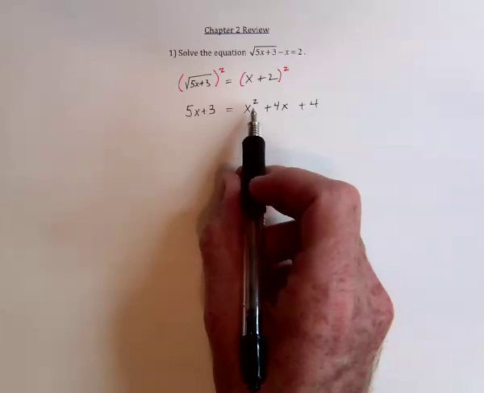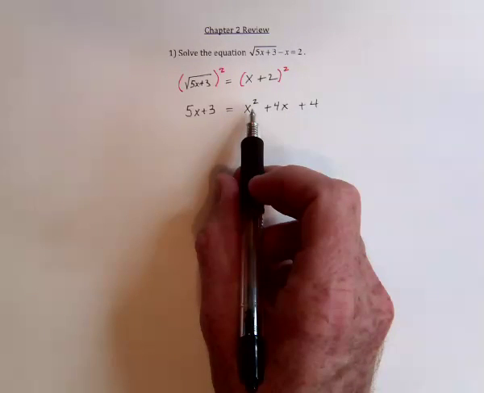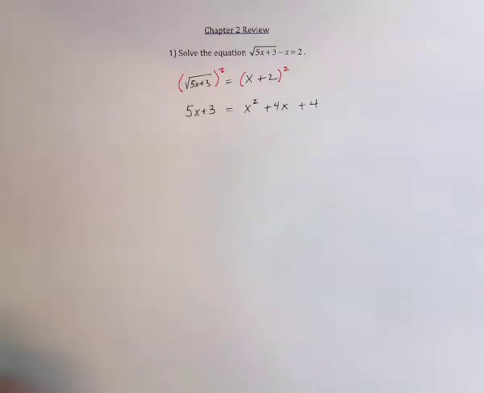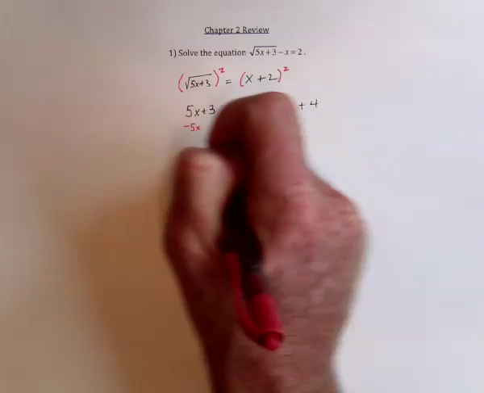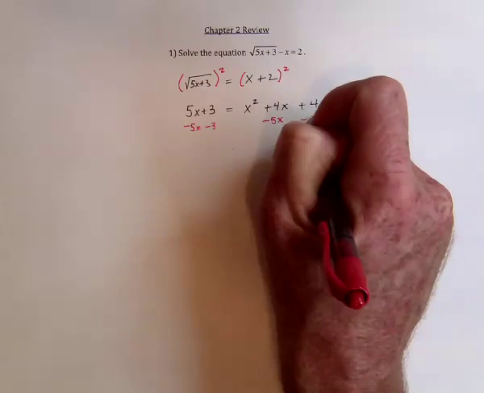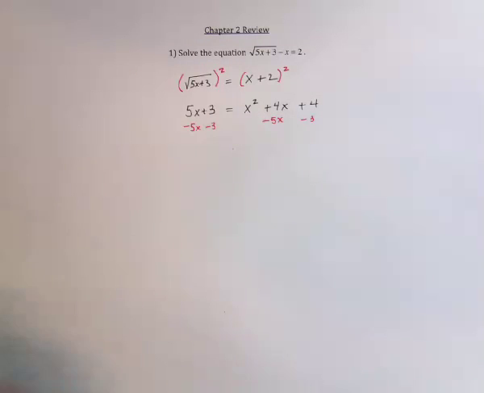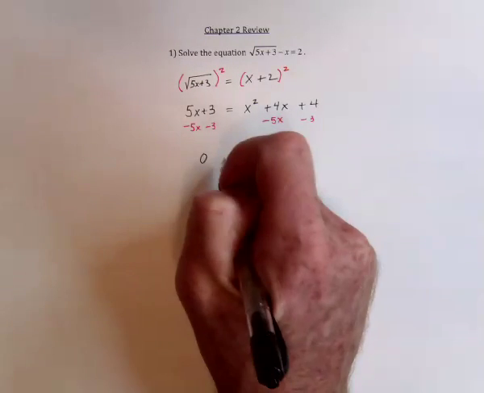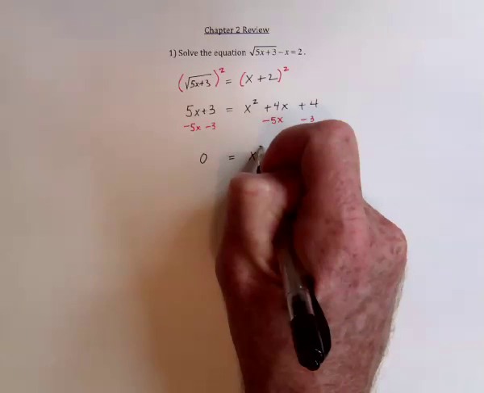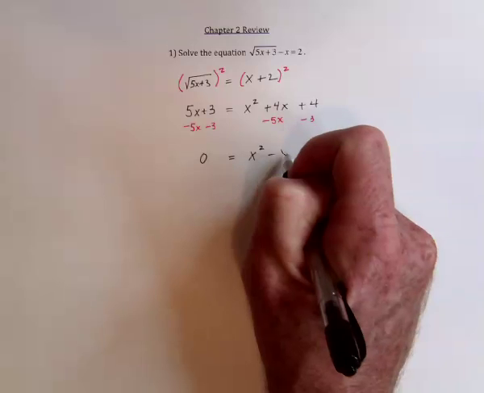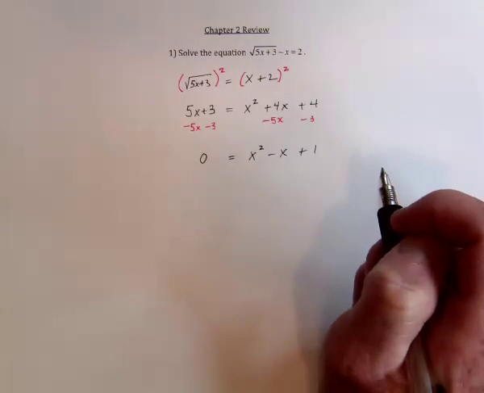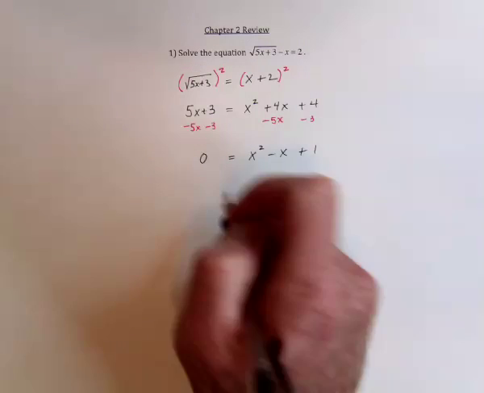Now that it's quadratic, I'll probably end up using the quadratic formula, which means that everything needs to be moved to one side. So subtract 5x from both sides and subtract 3 from both sides. So we've got 0 equals x squared minus x and plus 1. And then use the quadratic formula.